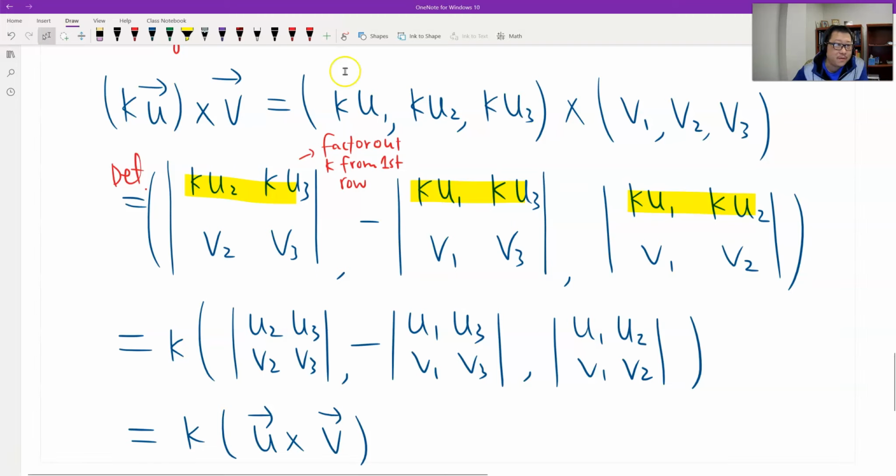See, therefore we take the K outside by homogeneity, right? So we verify. Therefore, that's the proof for this theorem. Thank you.